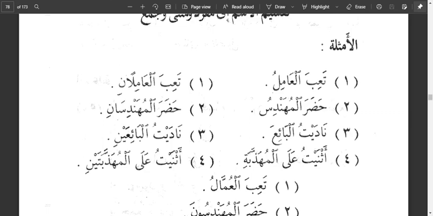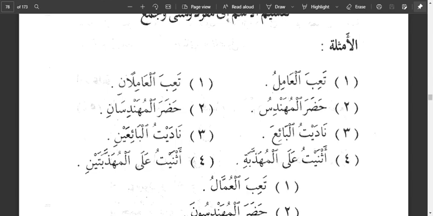You can see the word is just as it's supposed to be. When we go back to sarf and look at the shape of the word, it comes in fa'il. So it's still the singular shape, the natural shape of the word. Fa'ilun, that is the performer of an action. So we have amil. So it is still a singular word.